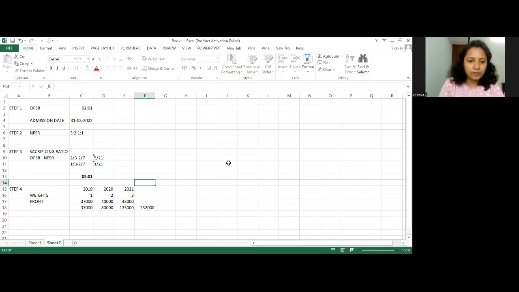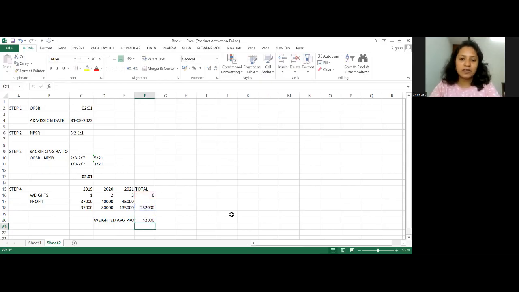And total of weights is 3 plus 2 plus 1. What will be your weighted average profit then? Weighted average profit is 2,52,000 by 6, which is 42,000.